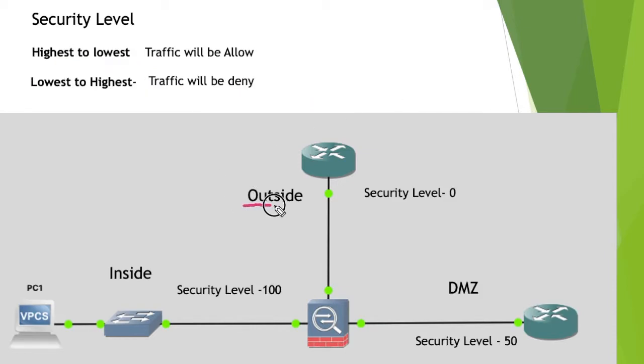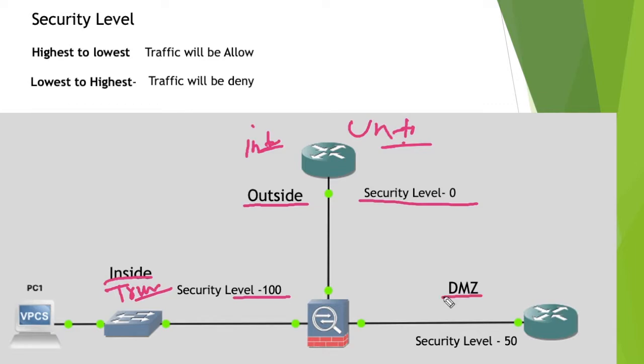You can see this is my outside zone, internet zone, and untrusted network, non-trusted network. So for the non-trusted network, we have defined outside zone and security level 0. And this is my inside LAN segment. LAN segment is my trusted zone, with security level 100. 100 is the highest security level. Here DMZ is my semi-trusted zone, so I have defined security level 50.